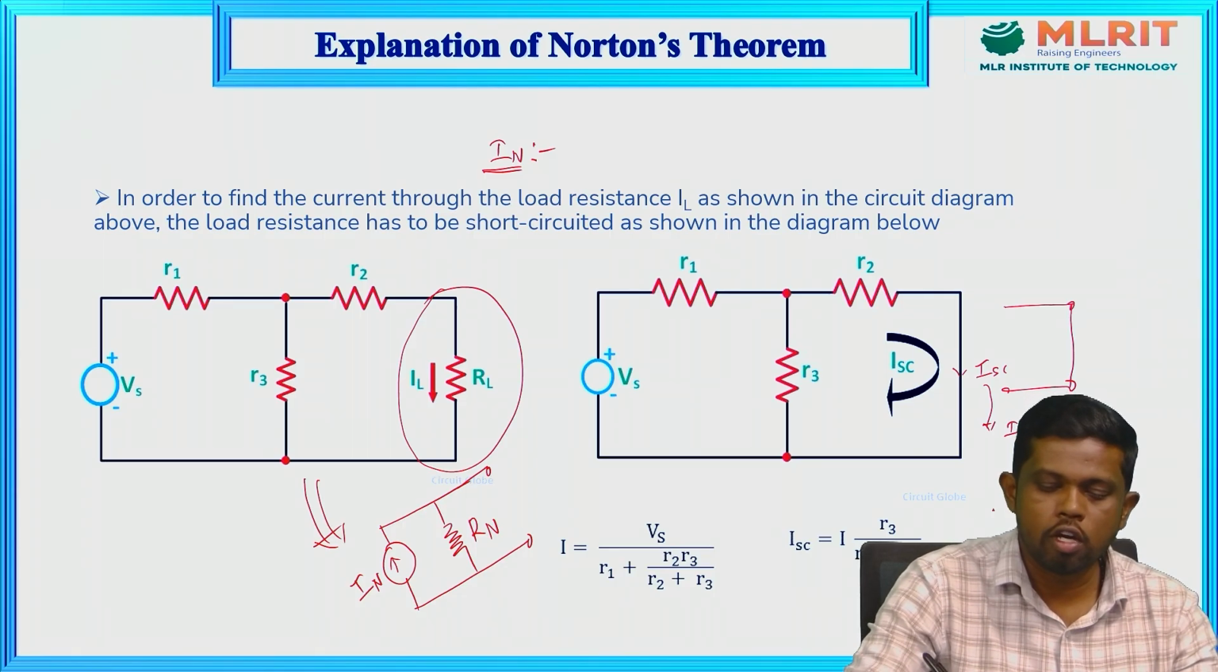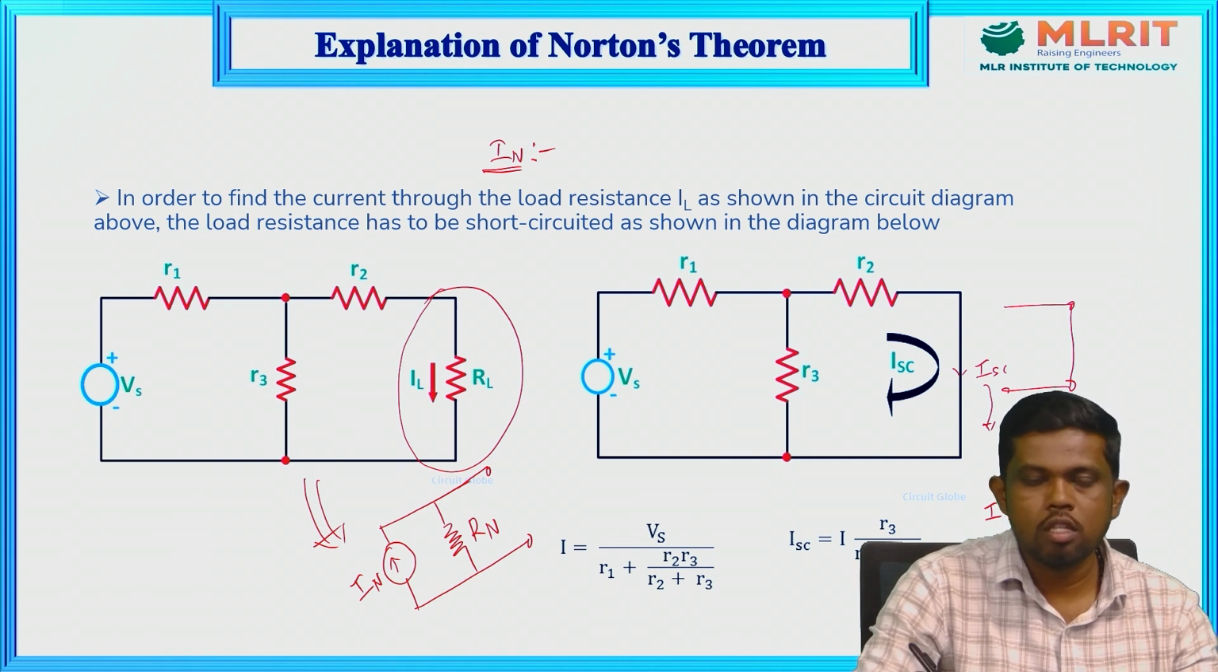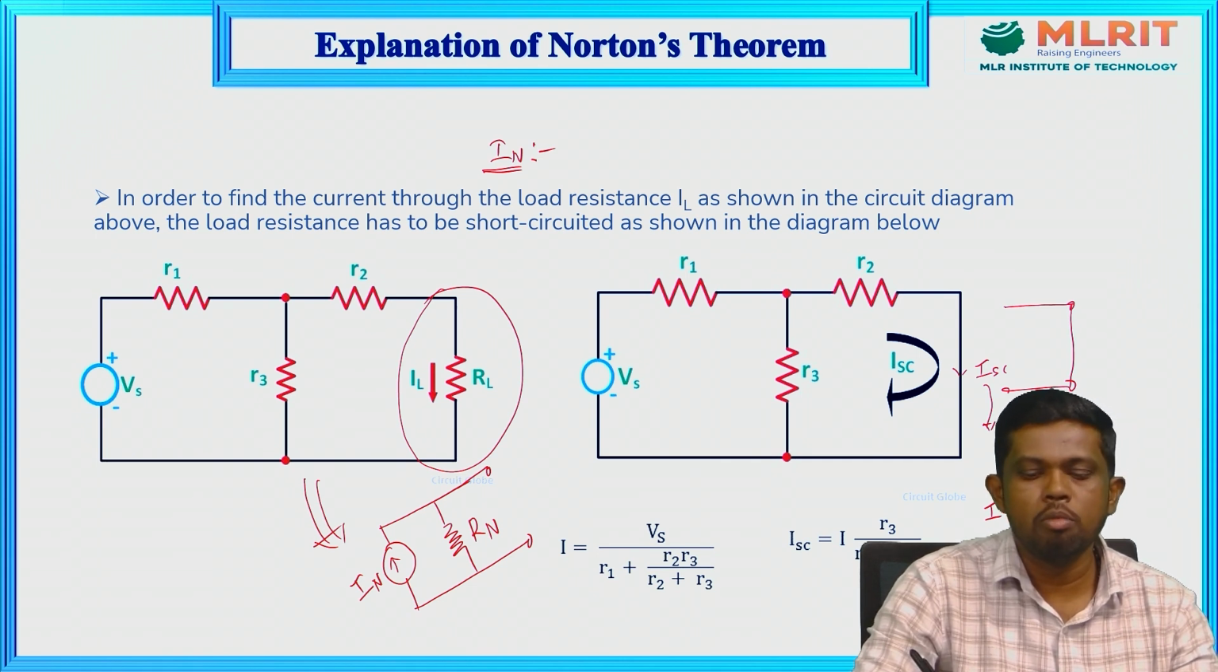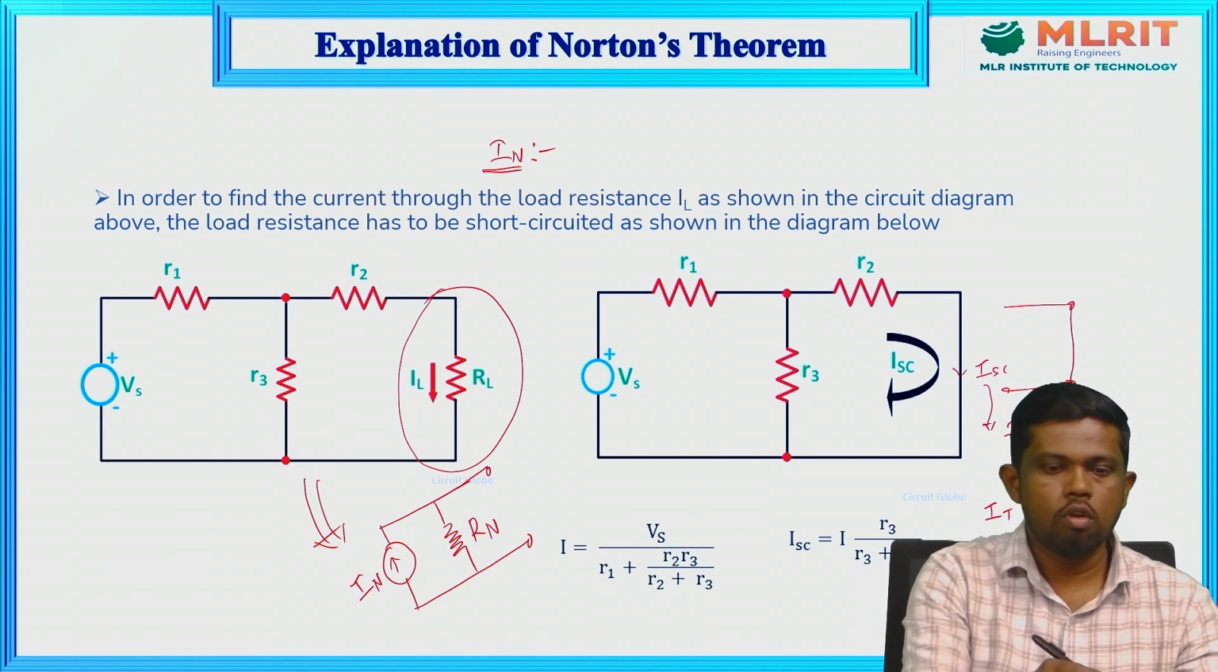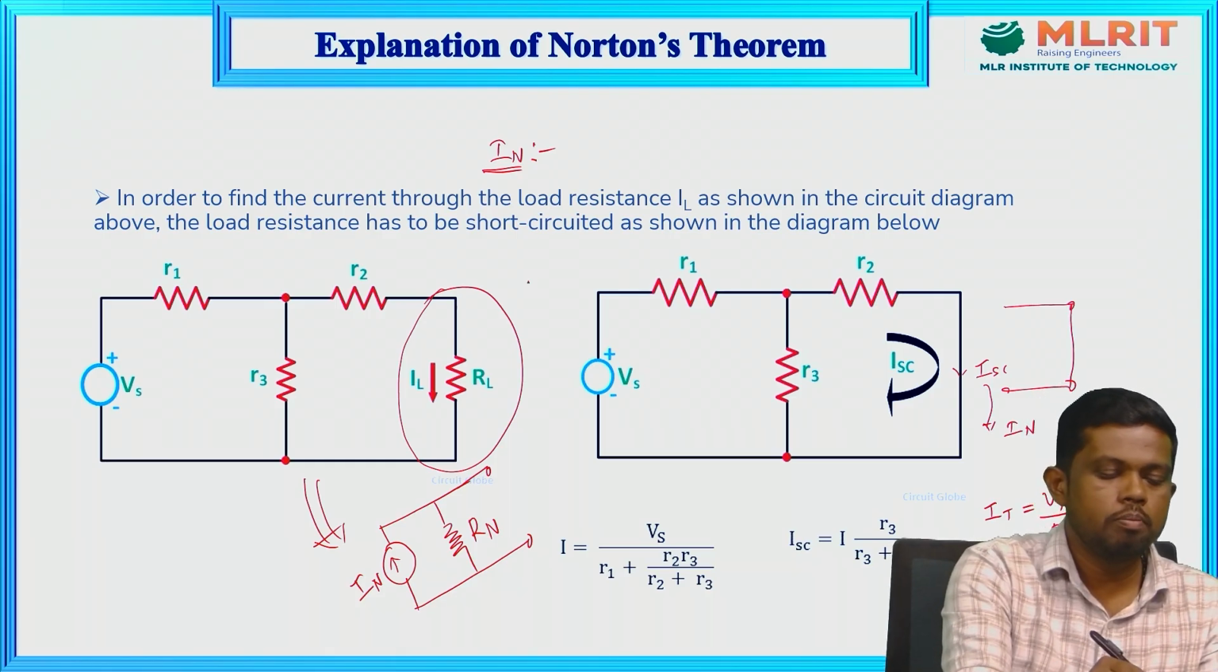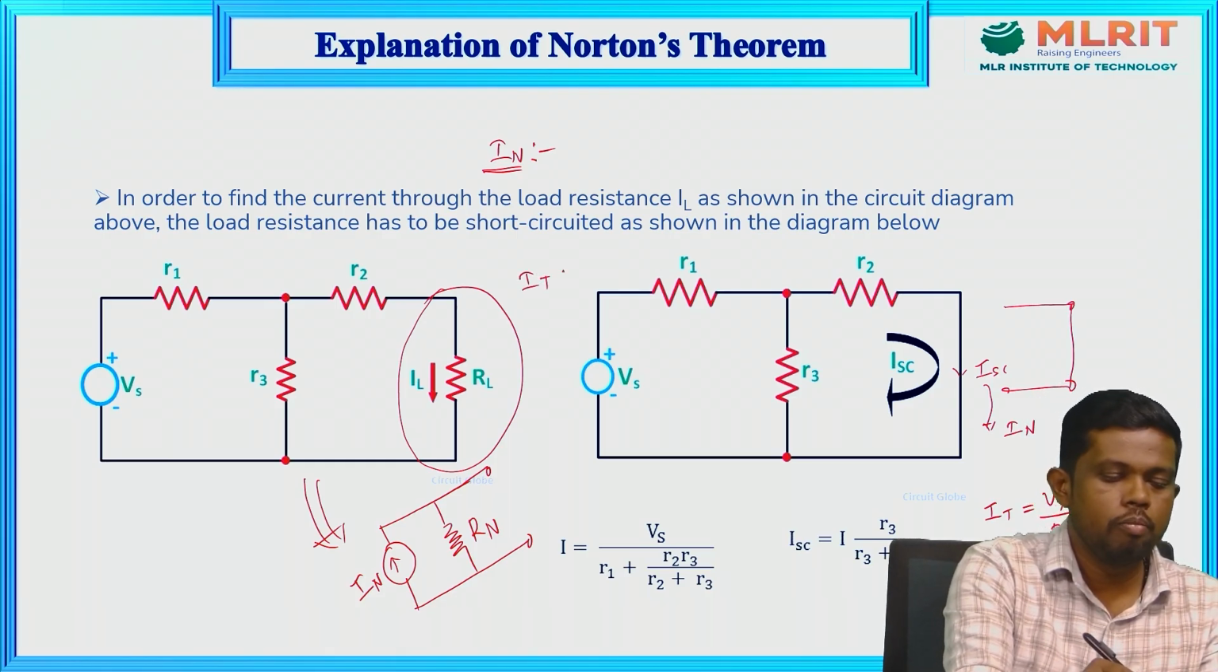First we would like to determine the total current of the circuit, that is I total. So that is I total equal to V total by R equivalent. Based on this, we need to find out the I total of the circuit.